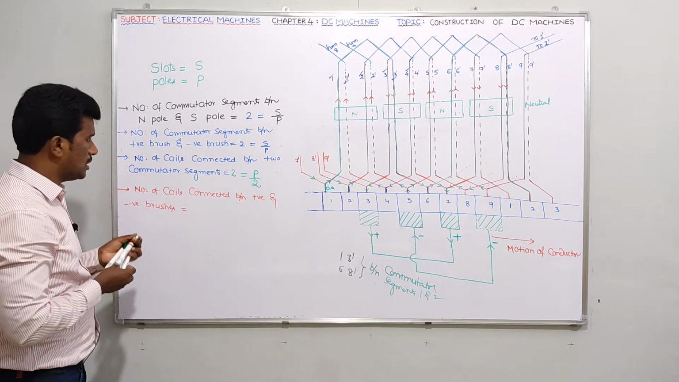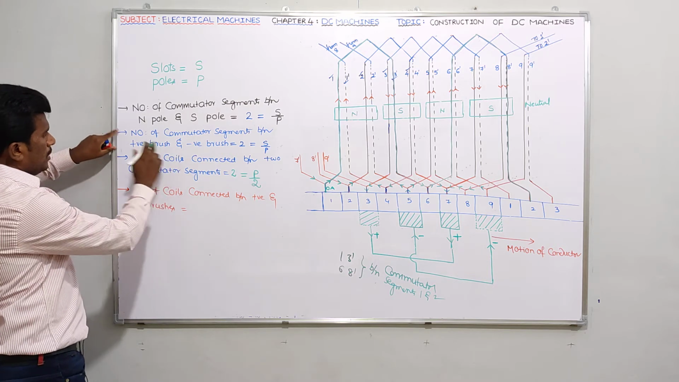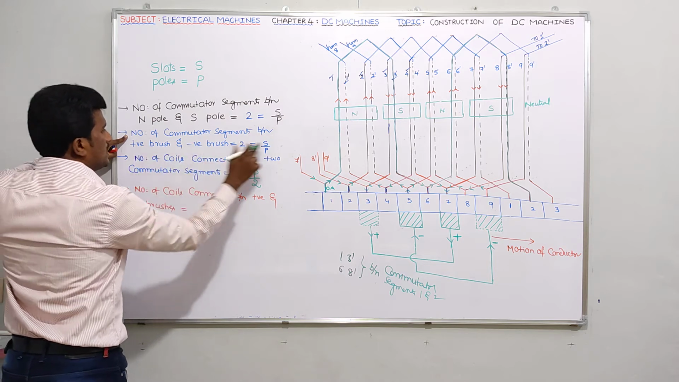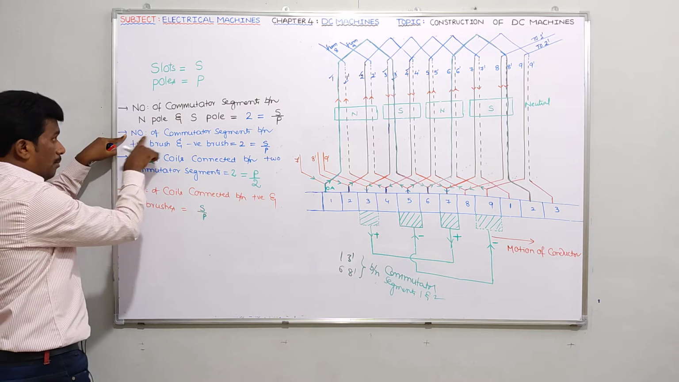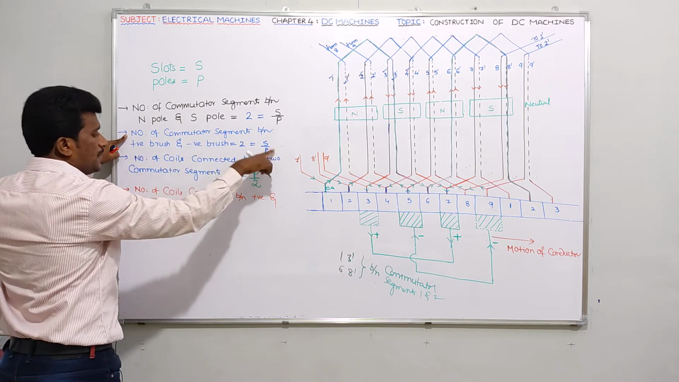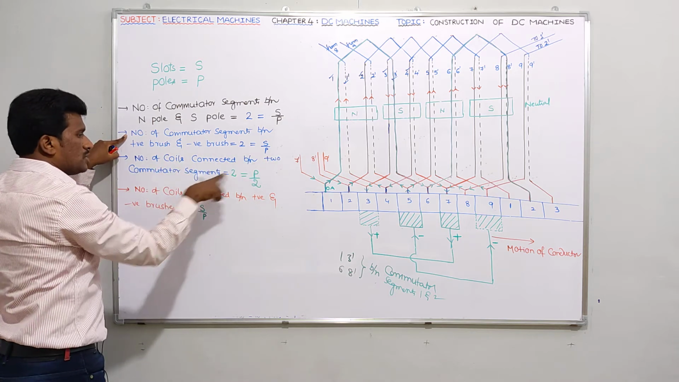I am asking a very simple question. I already told you here number of commutator segments between positive brush and negative brush is equal to S by P. Yes, I can write here S by P. Don't confuse. Here I said number of commutator segments between positive brush and negative brush means I am getting S by P. And how many number of coils are there between two commutator segments? So P by 2.